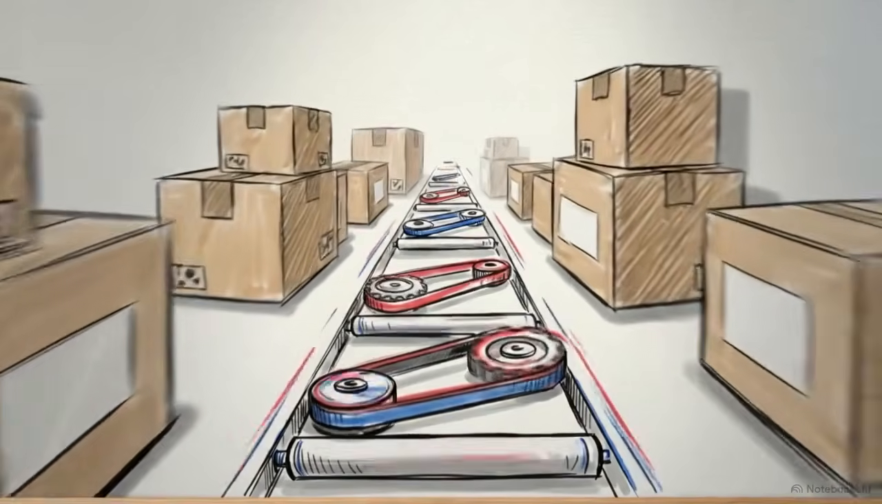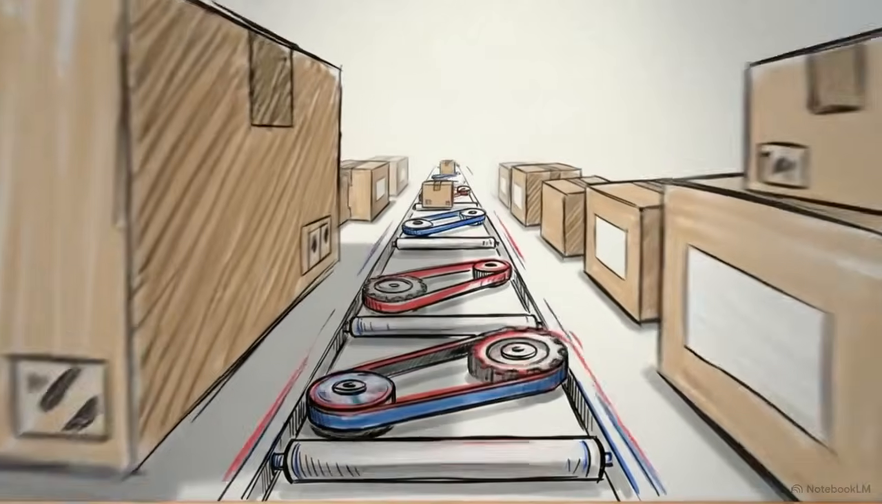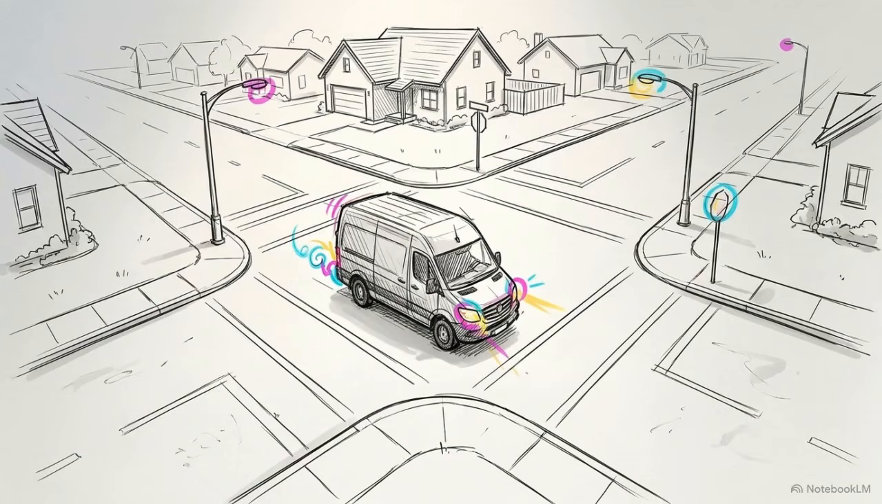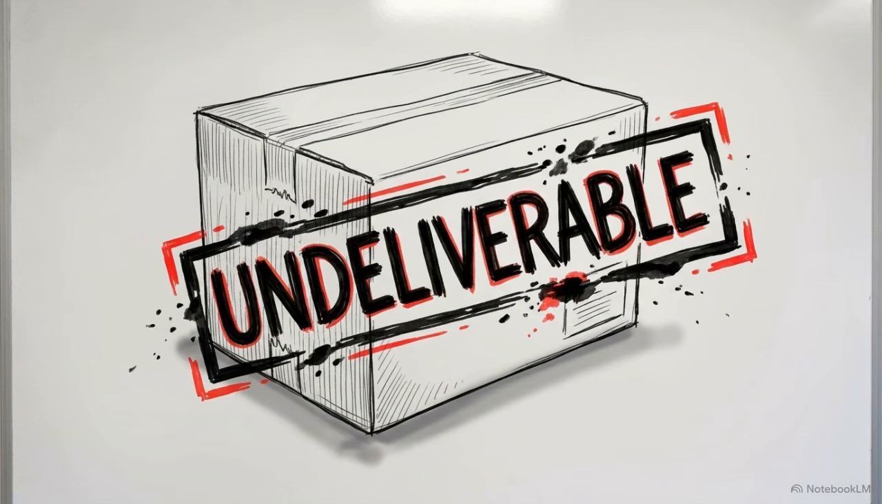Imagine ordering a package online. You type in your city, street, and zip code, but completely forget to add your apartment number. The delivery system knows the general neighborhood, but it lacks the final detail needed to find the right door. Without that precise destination, the package bounces right back to where it started, return to sender.